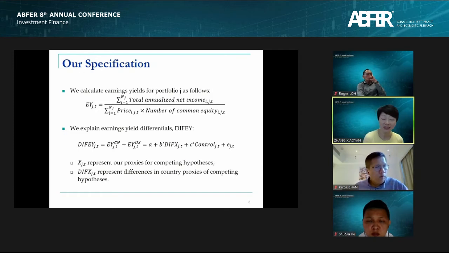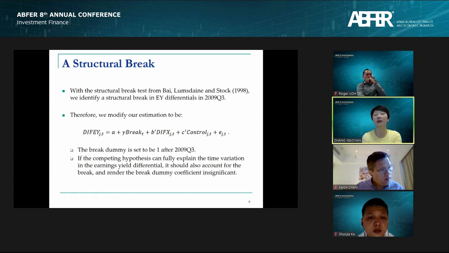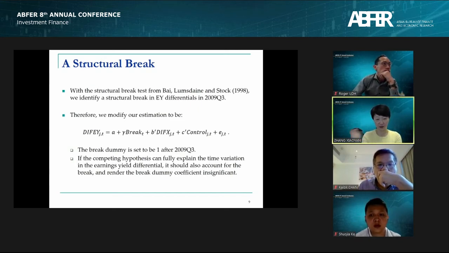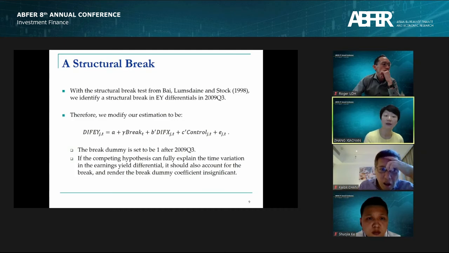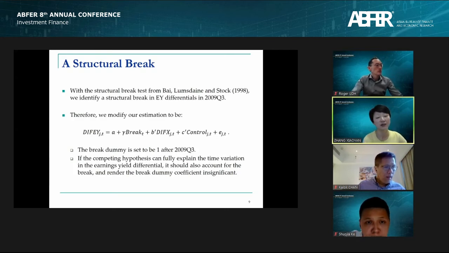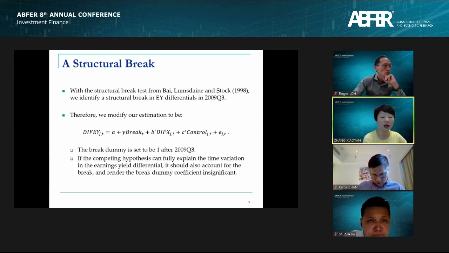In the end, we want to see which of those X's are the driver for the difference in earnings yield. Which ones are the most important ones? Okay, before we jump into the empirical result, I also need to add one more layer, because I mentioned that before 2009 it's the China premium, and after it's the China discount. So we wonder whether there is a structural break in the data. So we use the test from Bai et al, and we do document a structural break in 2009 Q3. So we modify our regression by adding in a break dummy. Then the idea is if X is able to explain the differences in earnings yield, this gamma coefficient in front of this time, the structural break, will not be significant.